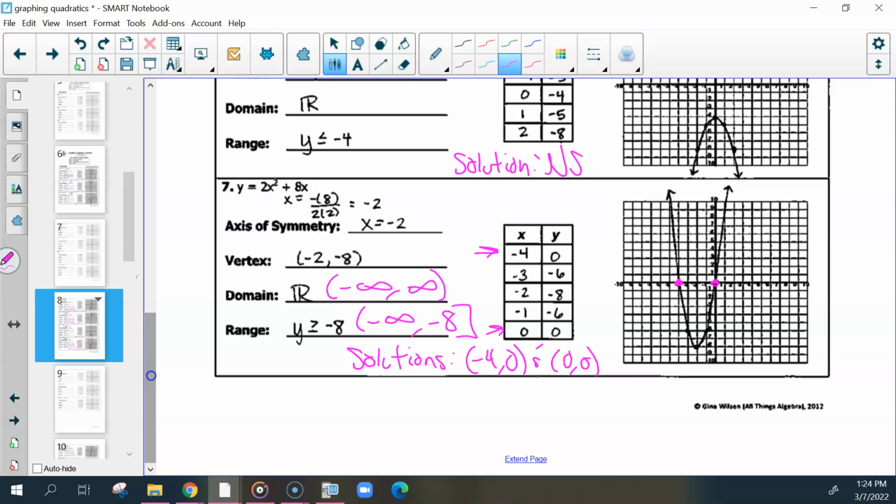Do we have any questions so far? If you miss the calculator steps, there'll be another problem when we do this again.